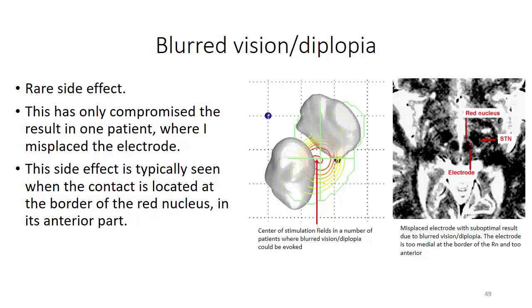Blurred vision is a rare side effect. This has only compromised the result in one patient where I misplaced the electrode. This effect is typically seen when the contact is located at the border of the red nucleus in its more anterior part.